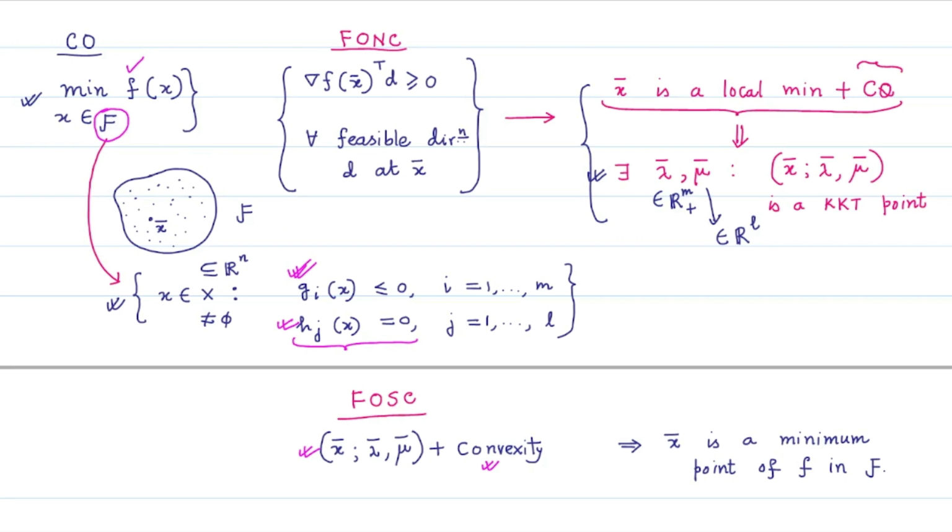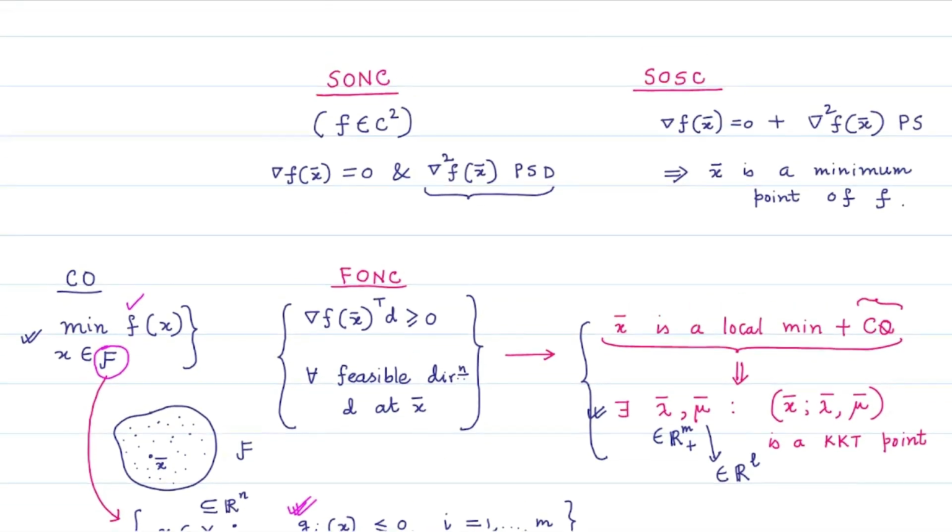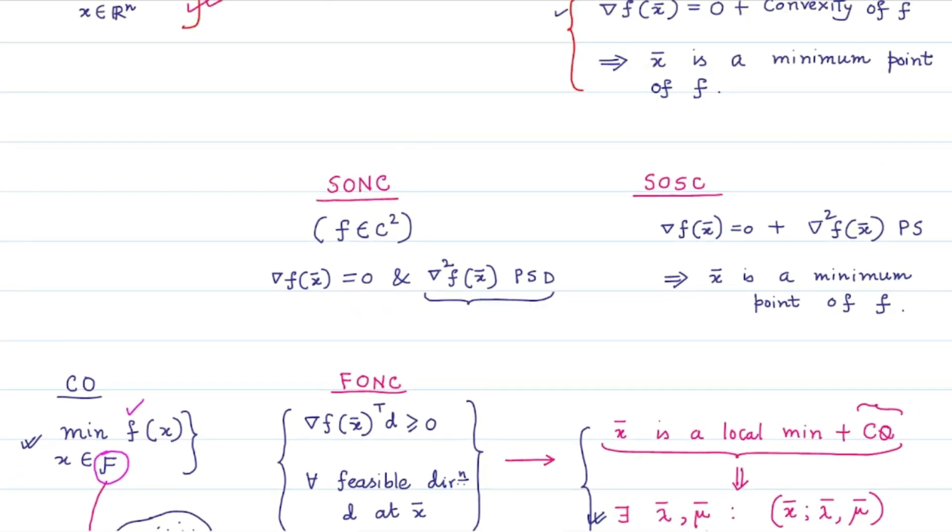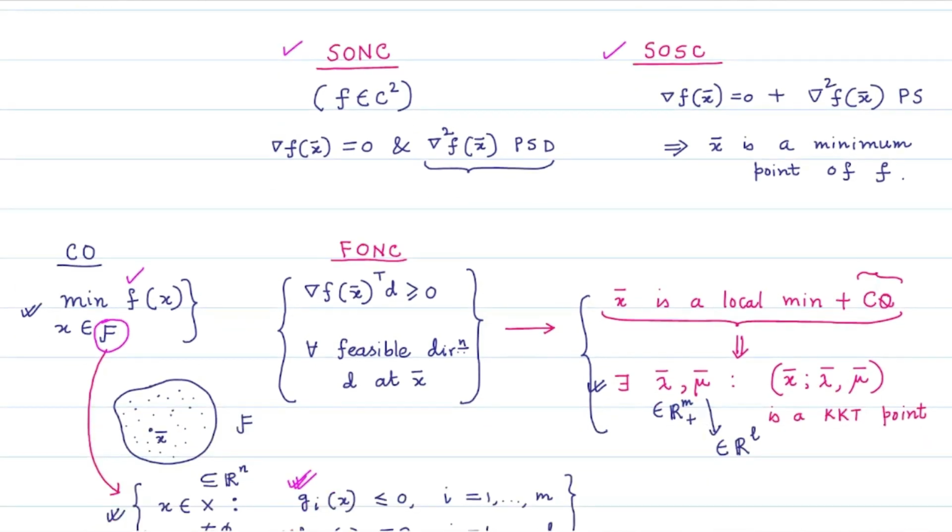Now in this lecture, we aim at discussing the second order necessary and second order sufficient optimality conditions for constrained optimization problems. For unconstrained optimization problems, we are all aware of the second order necessary optimality condition and second order sufficient optimality condition. But what would be second order necessary and sufficient optimality conditions for a constrained optimization problem?